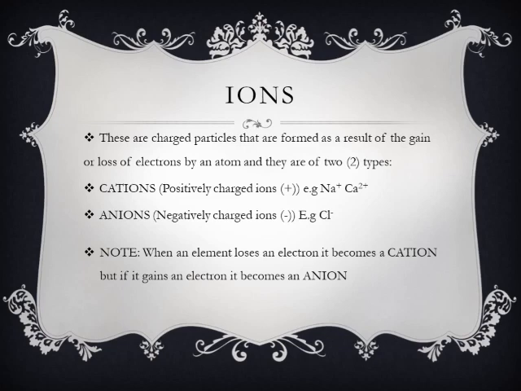And then the note there says when an element loses an electron, it becomes a cation, but if it gains an electron, it becomes an anion.